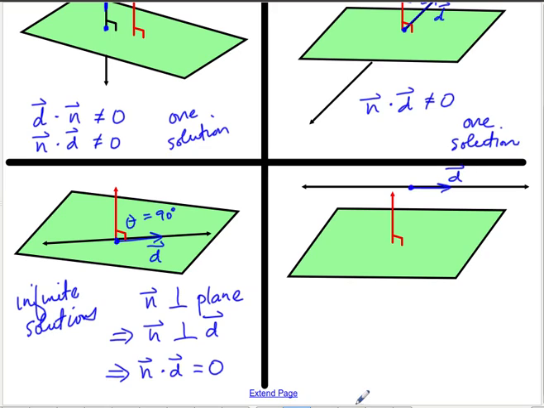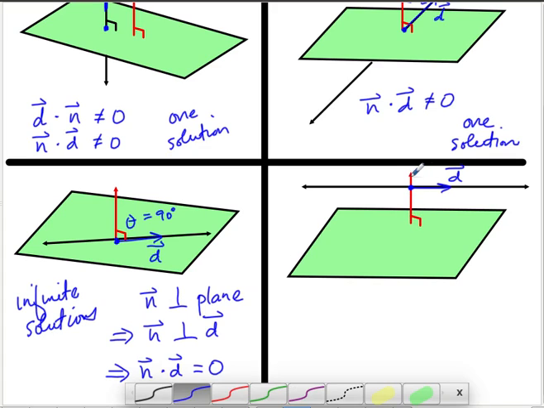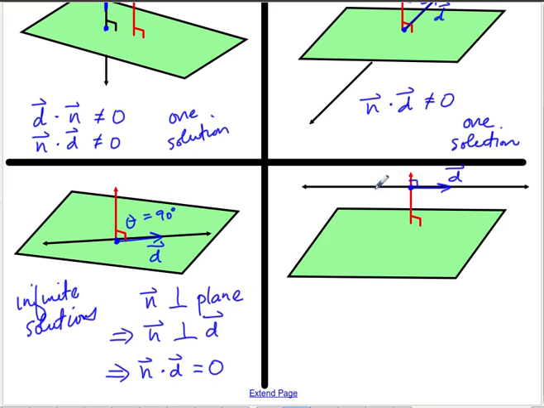But if I do that, notice that I'm still going to get a right angle between the normal and the direction vector. So for no solution, I also end up with the case where the normal dotted with the direction vector is equal to 0.